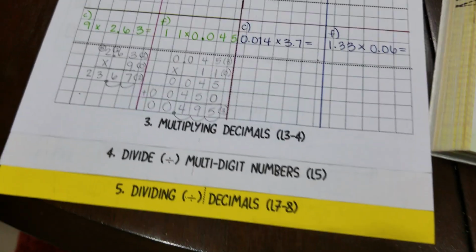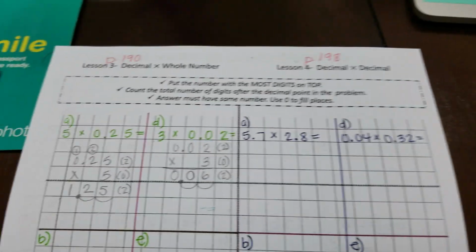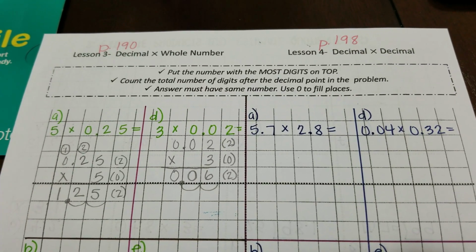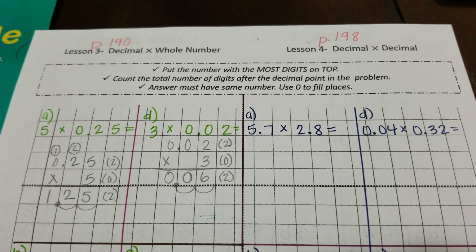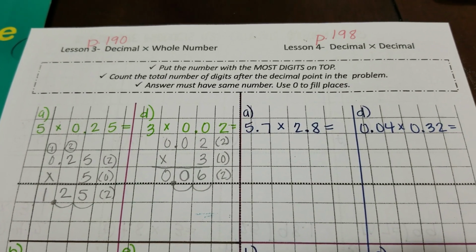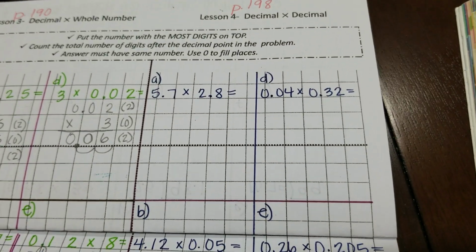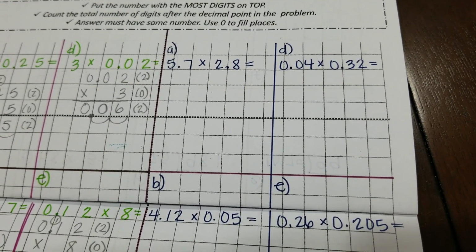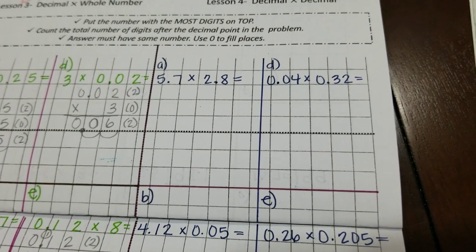And we're still working on flap 3 of your foldable, but we're working on this half that talks about decimal times decimal. So again, like with lesson 3, we're going to put the number with the most digits on top. We're going to count the total number of digits after the decimal point in the problem, and our answer has to have that same number of digits, and we'll use 0 to fill the places in. I've already sent a link for multi-digit multiplication with whole numbers, so you can watch that if you're not really sure how to multiply and where to put that 0 that holds the place value.